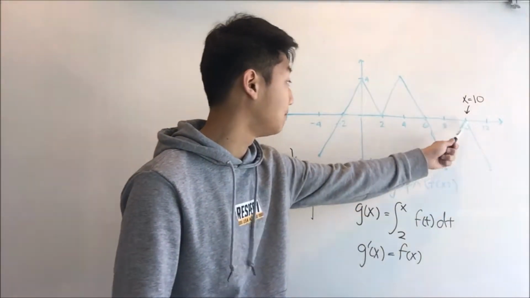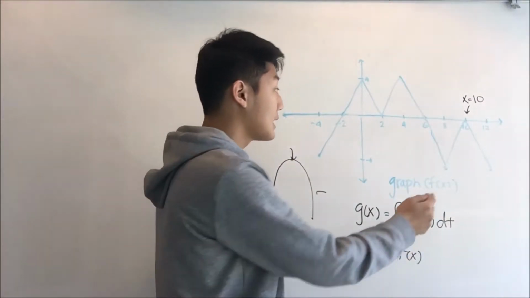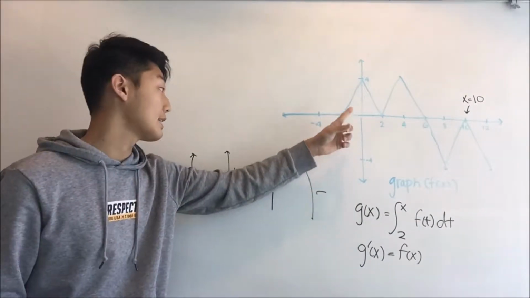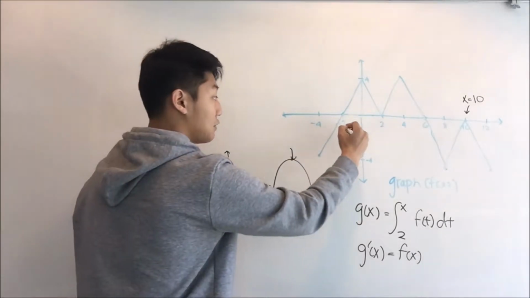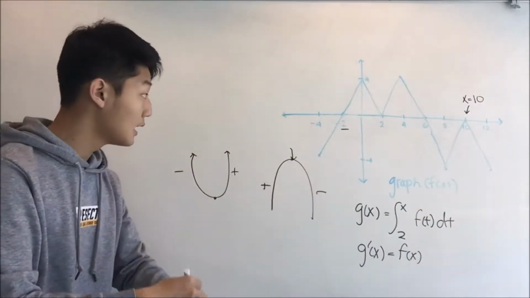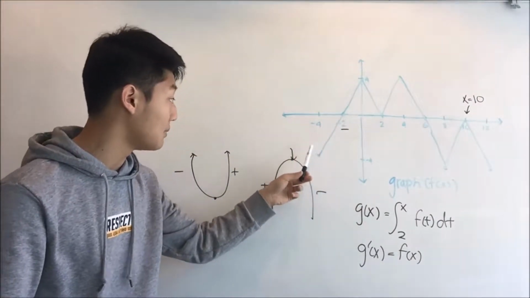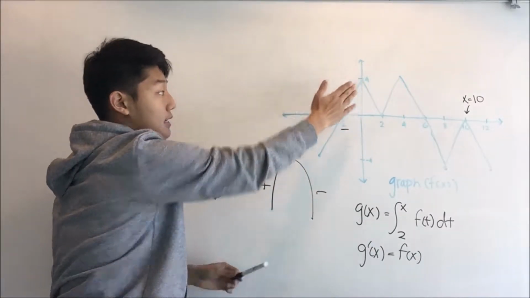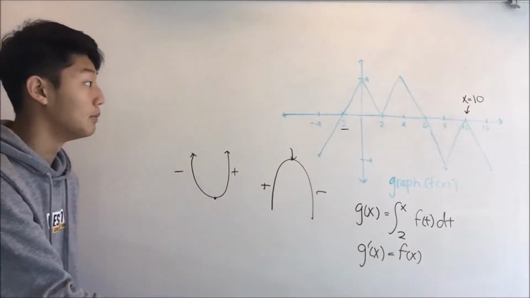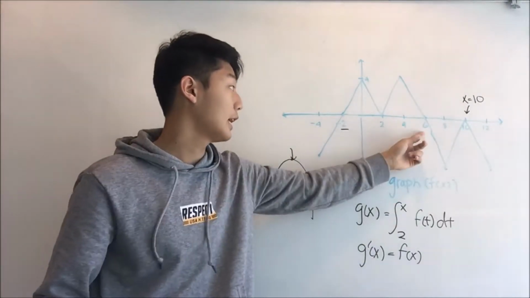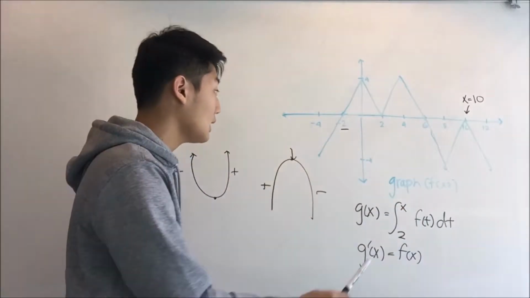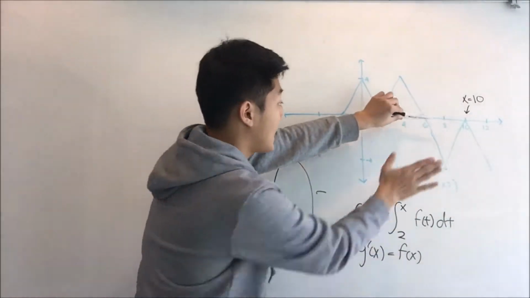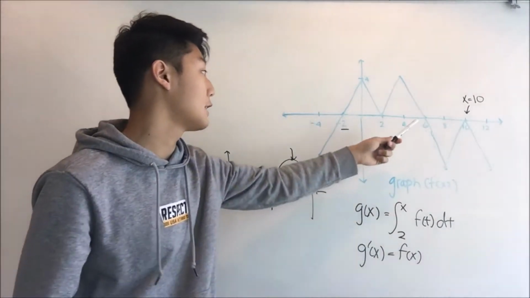And let's look at 10. Before that, let's look at -2 right here. It crosses from negative, below the x-axis, to positive, above the x-axis, so it'll be a relative minimum. From here, as you look at 6, it goes from above the x-axis, positive, to below the x-axis, negative. So it is a relative maximum.